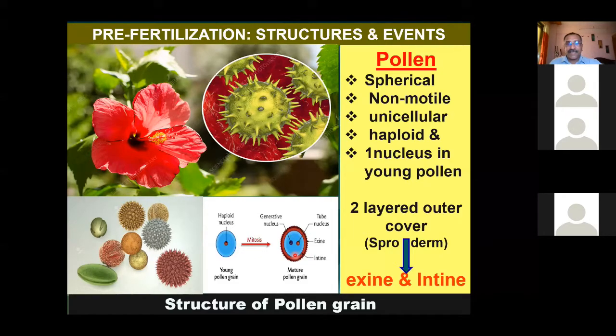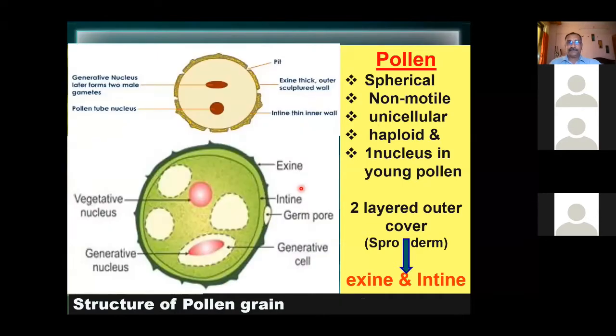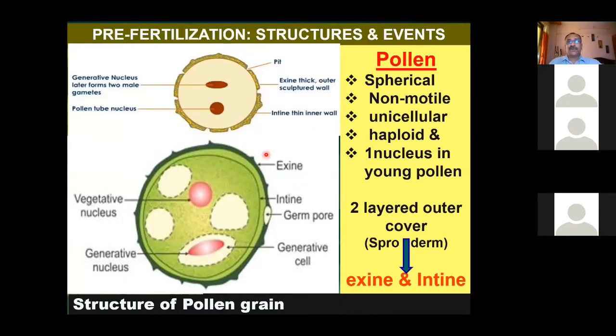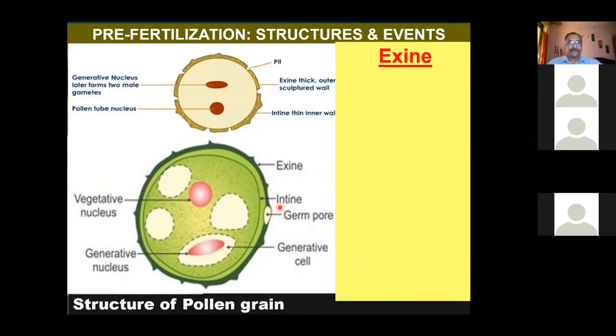The smooth inner line, we say intine. Now we are going to see this exine and intine in detail. Now you see this is the pollen grain. As I told you before, this is the exine, and this is the intine. Now let us see what the characteristics of exine and intine are.